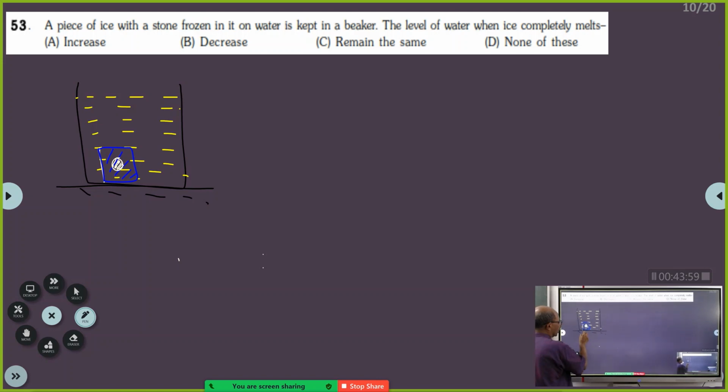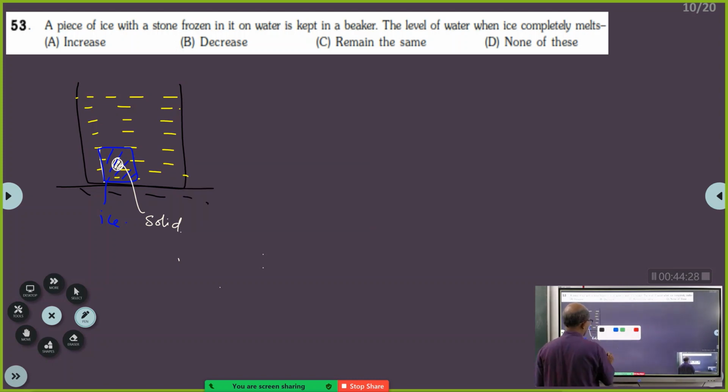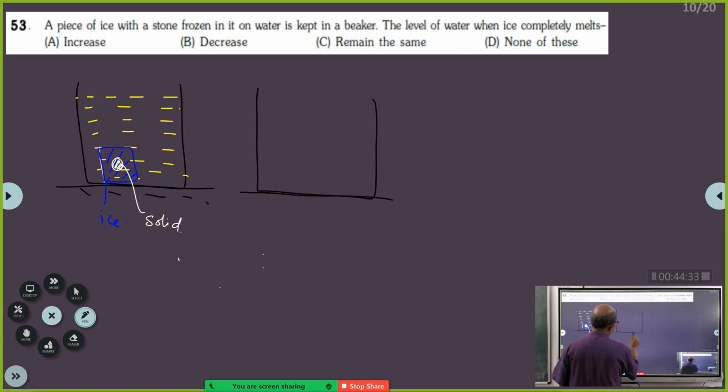I suppose you understood, students. So this is ice, and this is the solid material inside this. I suppose you understood the problem. Now, what happens? The ice is going to melt, and then you will get the second picture here. What is the second picture that you are going to get?